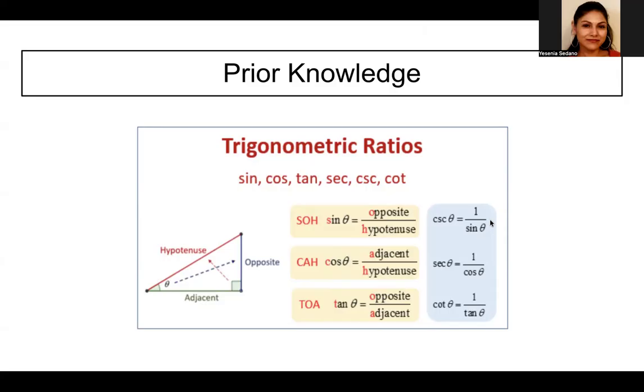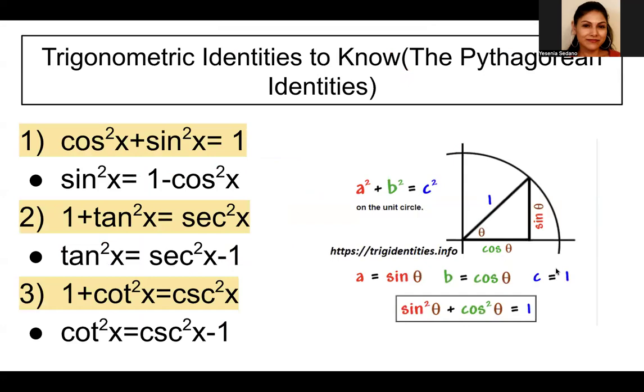And then we have the reciprocal identities. Cosecant is the reciprocal of sine, secant is the reciprocal of cosine, and cotangent is the reciprocal of tan. So, just important things to know. Make sure this is accessible to you. There is other important information that you should know. You want to go ahead and write these down.